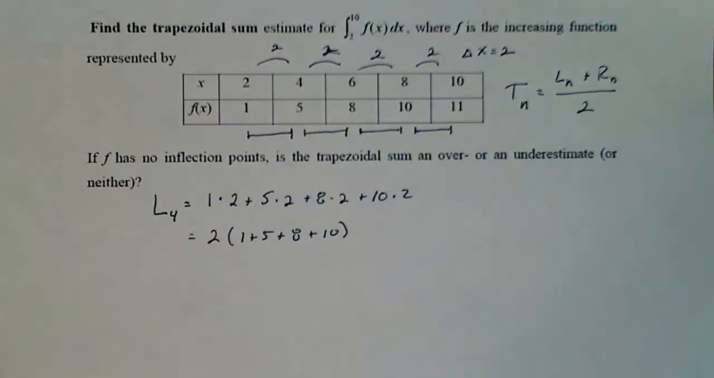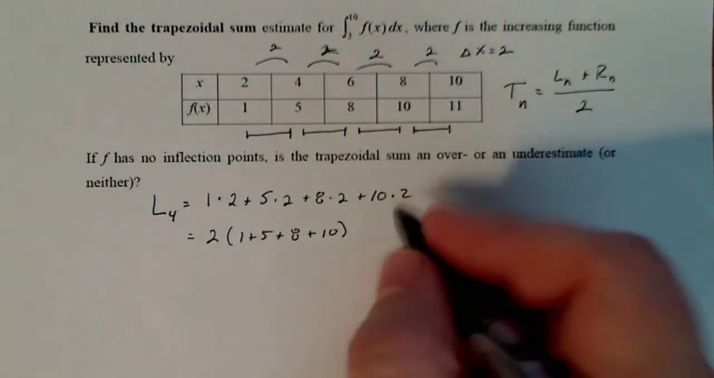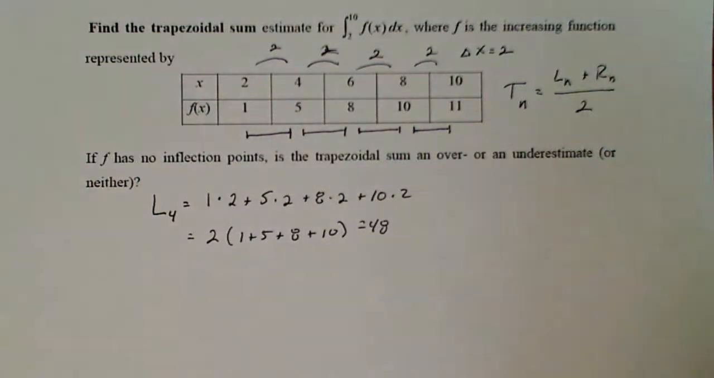And let's see what that number is. 2 times 1 plus 5 plus 8 plus 10. That number is 48. Now let's do the right.